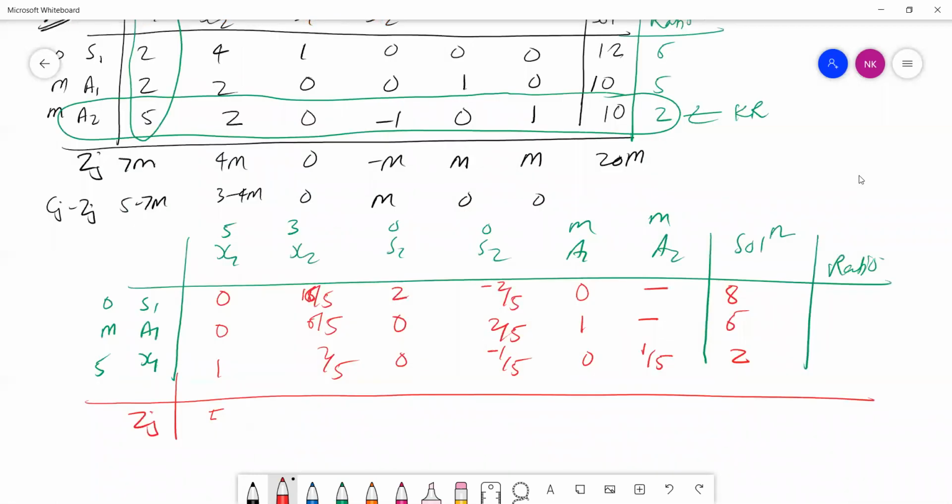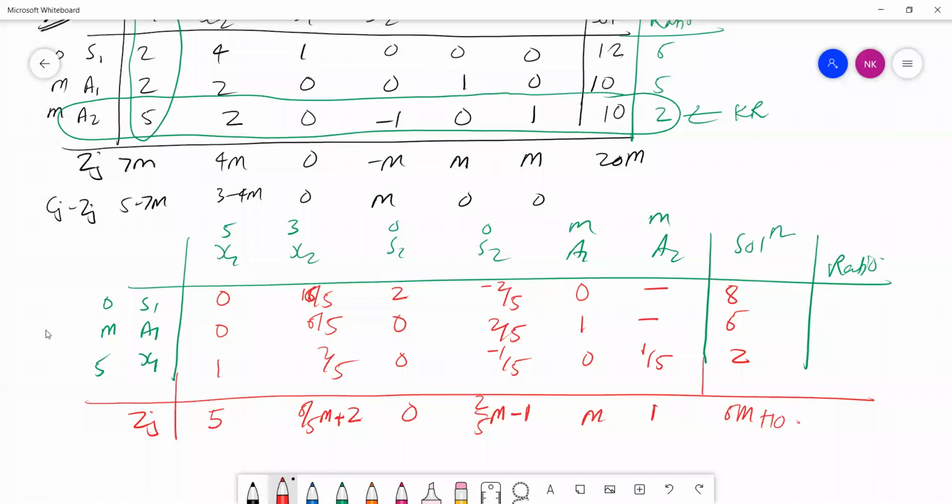So this will be 5. This is 6 by 5 into m plus 2 by 5 into 5. So it will be 2. This will be 0. This will be 2 by 5 into m minus 1. This will be m. This will be 1. And this will be 6m plus 10. So this is our Zj.